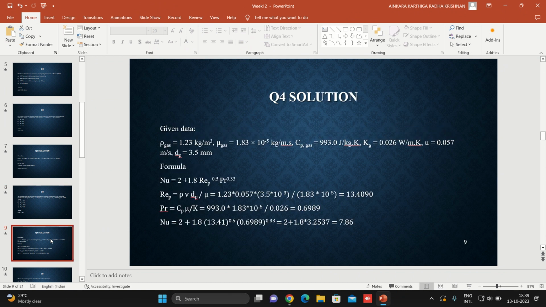So how did we find out Nusselt's number? Nusselt's number is similar to the calculation we did for Sherwood number. Nusselt number is equal to 2 plus 1.8 into Reynolds power 0.5 and Prandtl power 0.33. Here Reynolds number is particle Reynolds number, so we are using rho into V into dP by mu. For Prandtl number we are using Cp mu by K. All the values are given in the question, so it is straightforward substitution. By this method we are obtaining the Nusselt number as 7.86. If you have any questions, please ask, or else we will move to the next question.